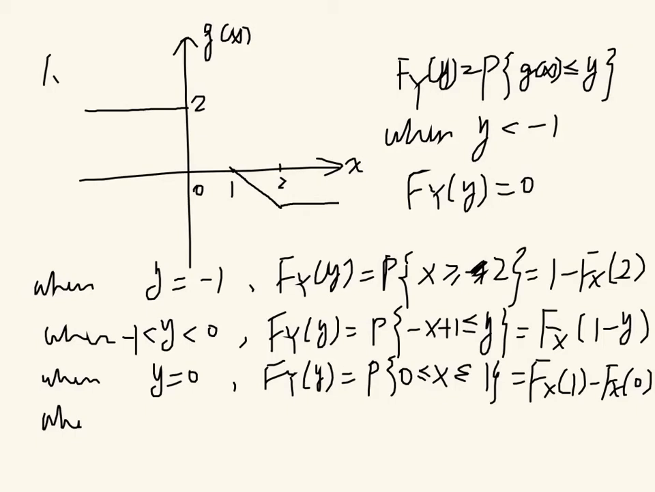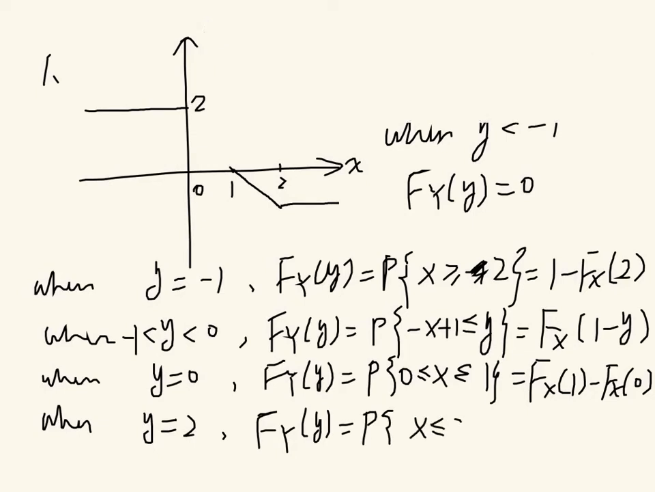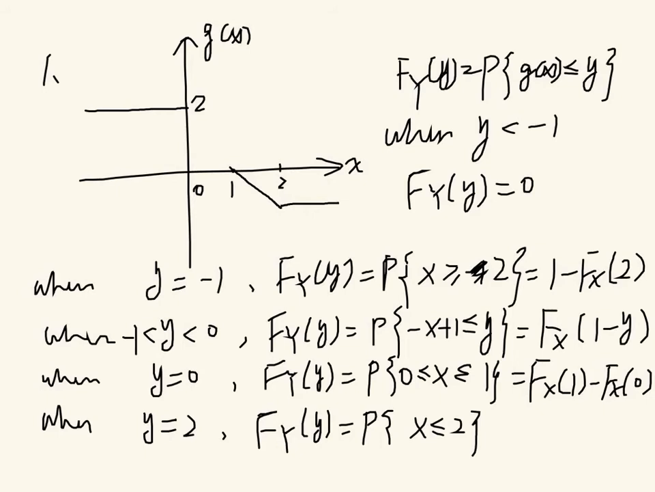And when y is equal to 2, F_Y(y) is equal to the probability that X is less than or equal to 2. That is equal to F_X(2). So now we can draw the PDF of Y.